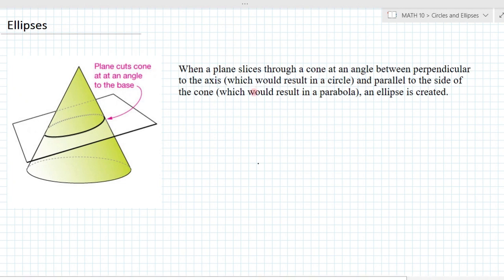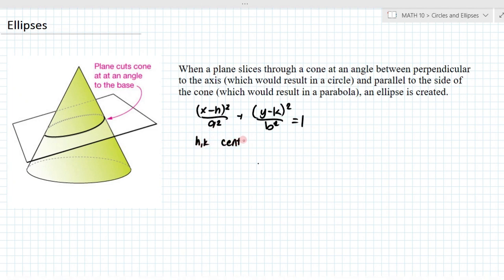An ellipse and a circle are somewhat similar to each other, especially in the formula, wherein an ellipse has a formula of (x - h)²/a² + (y - k)²/b² = 1, where of course h and k is the center, and a and b give our vertices, where a² is greater than b², and a² should not be equal to b², because if a² equals b², it will no longer be an ellipse but a circle.